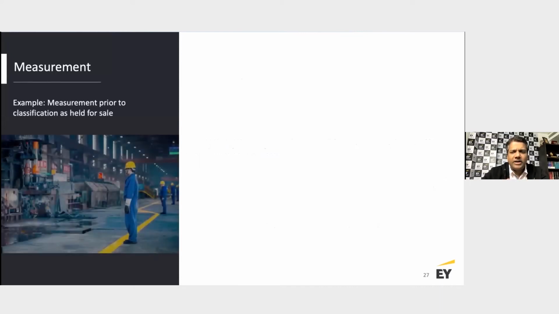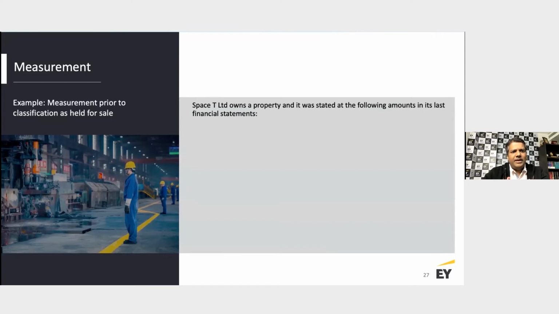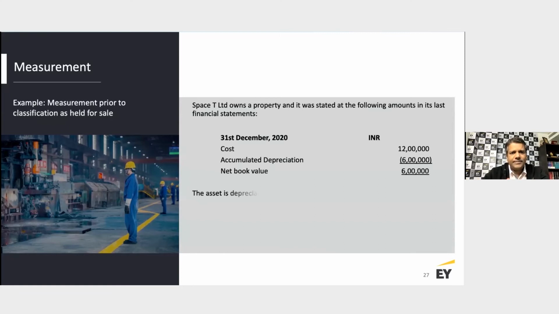Measurement prior to classification as held for sale. Okay, so what's the fact pattern we have here? Space T Limited owns a property, and it was stated at the following amount in its last financial statements: 31st December 2020, INR 12 lakhs. Accumulated depreciation, INR 6 lakhs. Net book value is 6 lakhs.